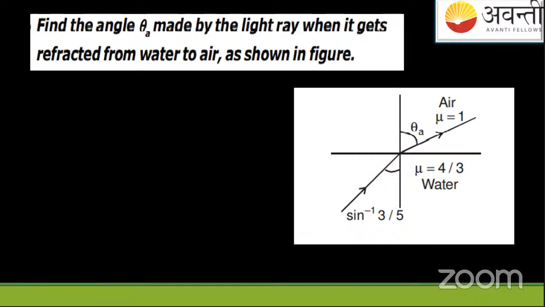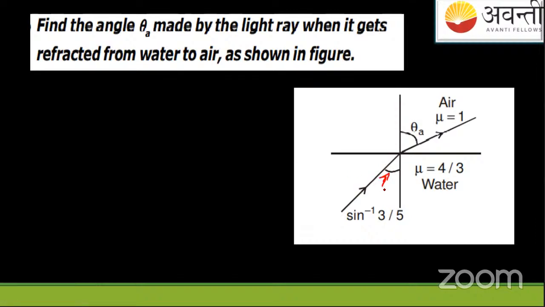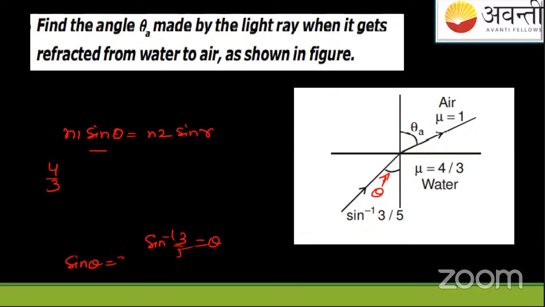So this angle is theta. It's one of the easiest questions. Just apply the law: N1 sine theta (or I) equals N2 sine R. N1 here is 4 by 3, times sine theta. The angle is already given as sine inverse 3 by 5 for theta, so sine theta is 3 by 5. Put this value here. N2 is 1, times sine R.